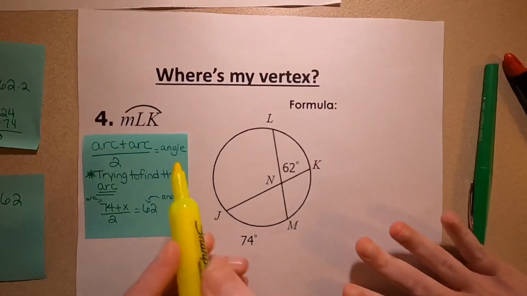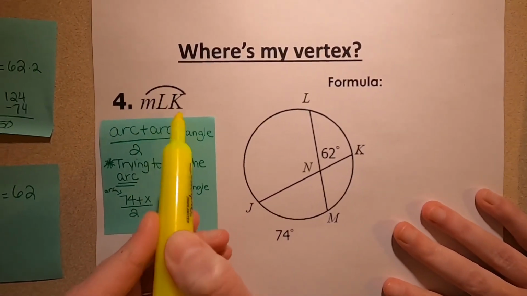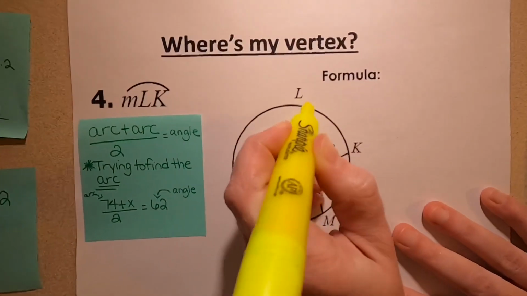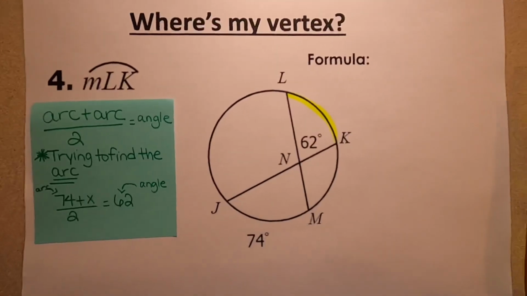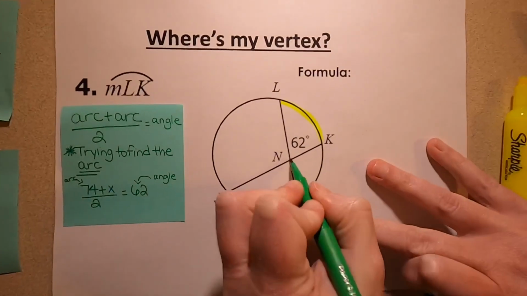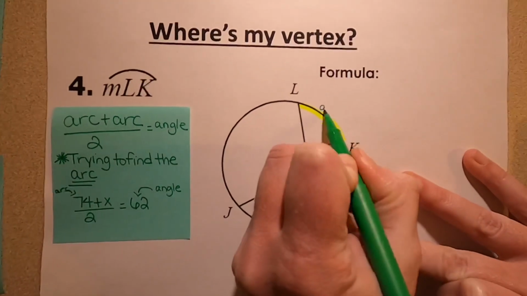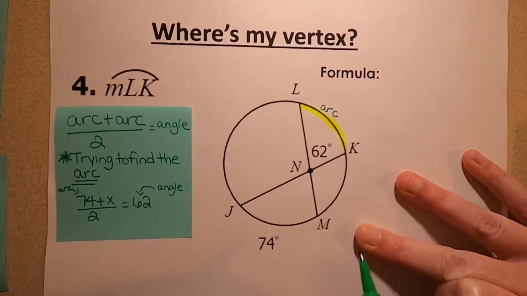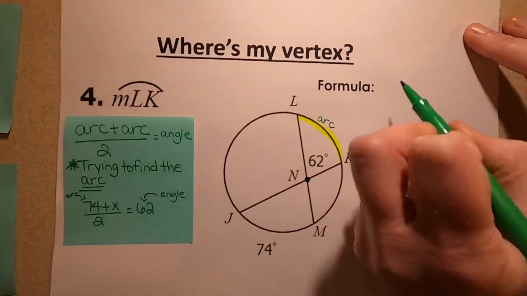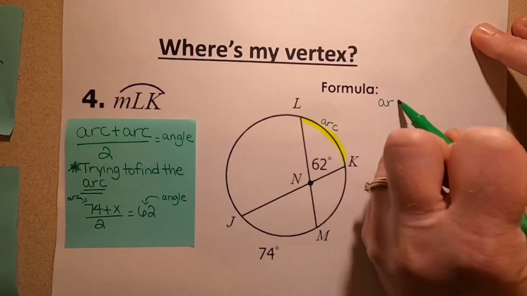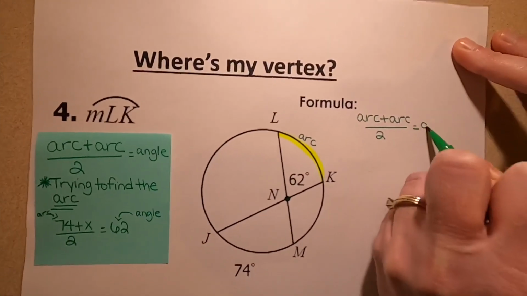Now, if you'll notice on this next problem, they're not asking us for an angle, they're asking us for an arc, L to K. So I'm going to highlight that. I still need to ask myself, where's the vertex of the angle? The angle of the vertex that they've given us is still on the inside of the circle. But they're asking us now to find this arc. So they've given us a couple of different characteristics, but we still have to use that same formula. So if you'll recall, it's still arc plus arc divided by 2 equals the angle.